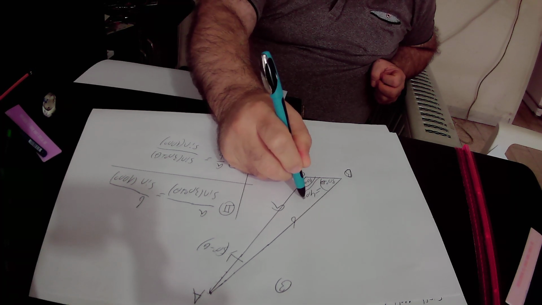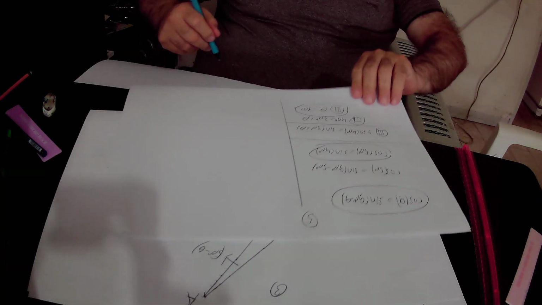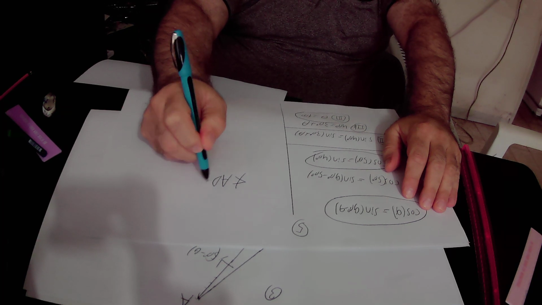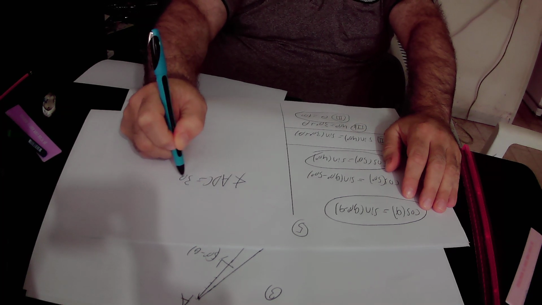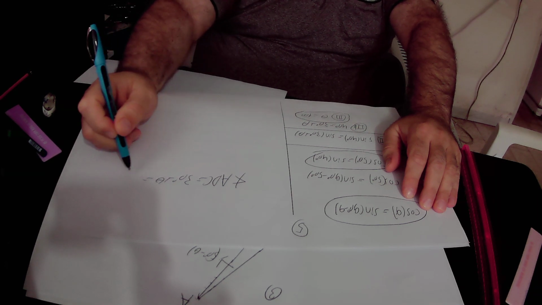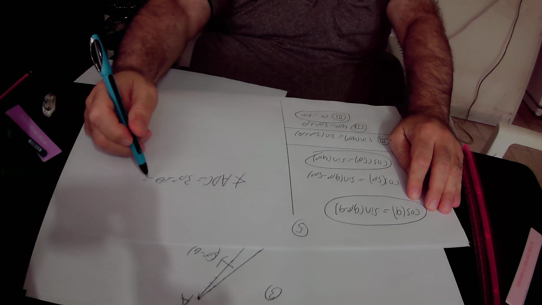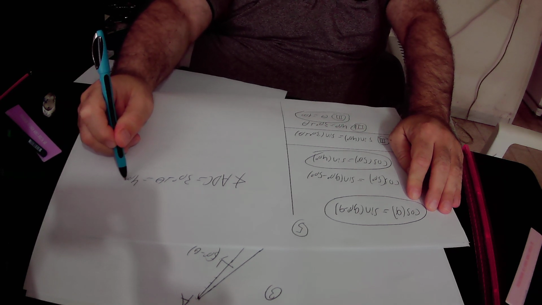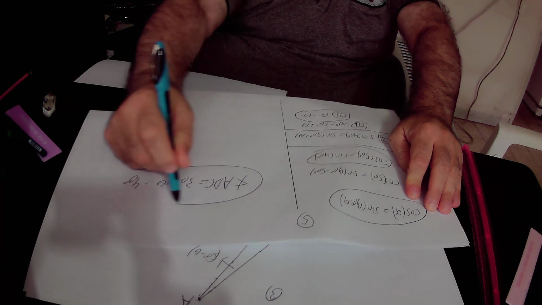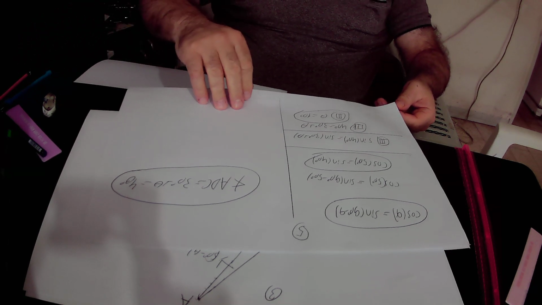I'll repeat again. We found out that the angle that we are looking for, angle ADC, equals 30 degrees plus theta, that is 30 degrees plus 10 degrees, which is 40 degrees. So angle ADC equals 40 degrees. So we finished with the first method.